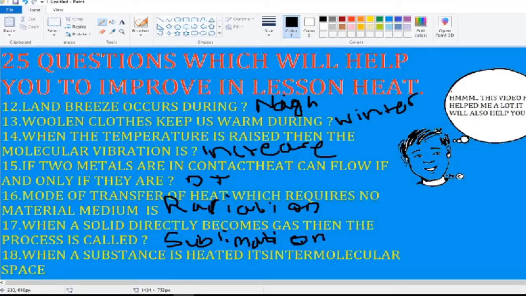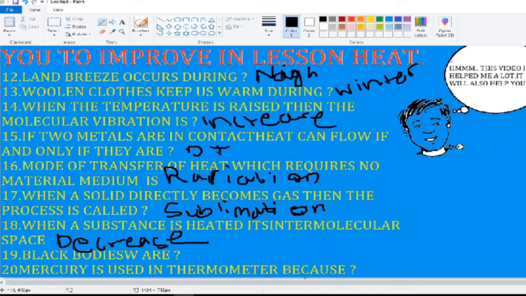When a substance is heated, its intermolecular space, as I said for the 14th one, when we heat a solid, it turns into liquid. So in this, the intermolecular space will increase. They're asking about the intermolecular space, not the force. Actually, even the force will decrease, in this 18th question.